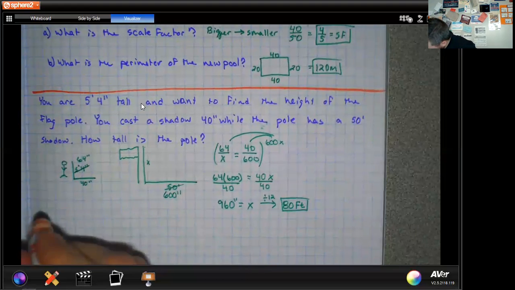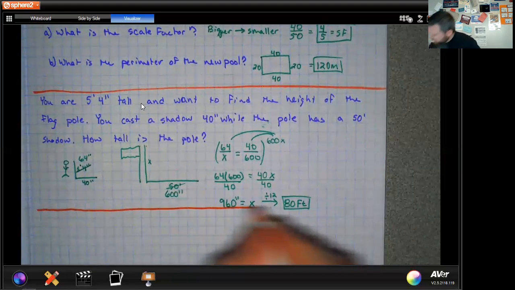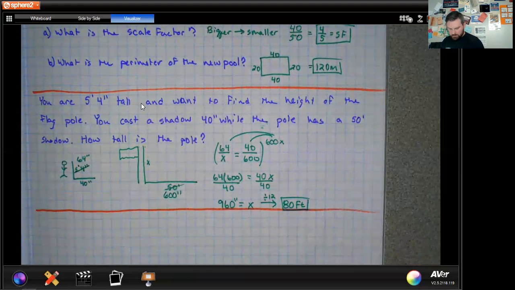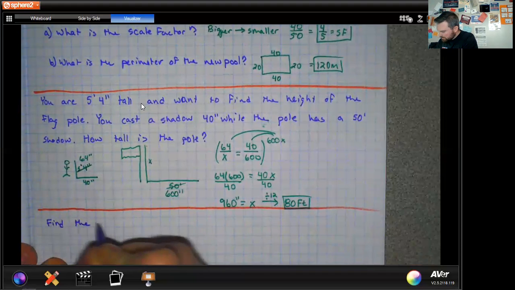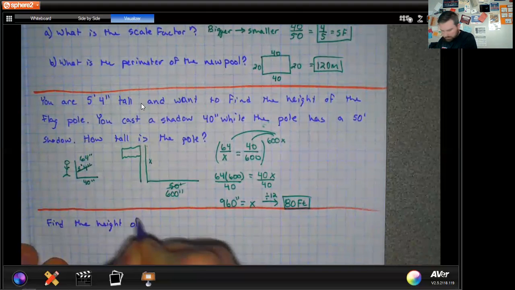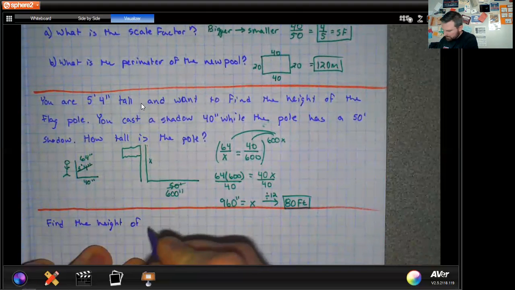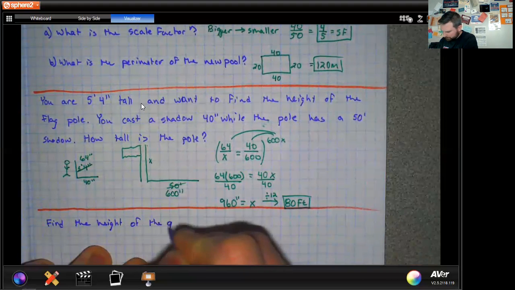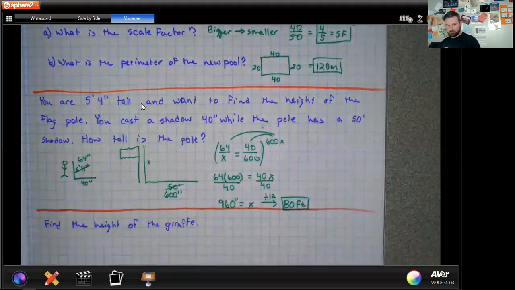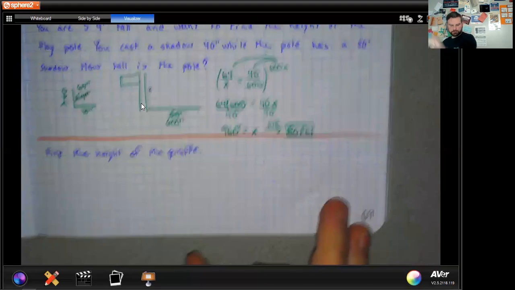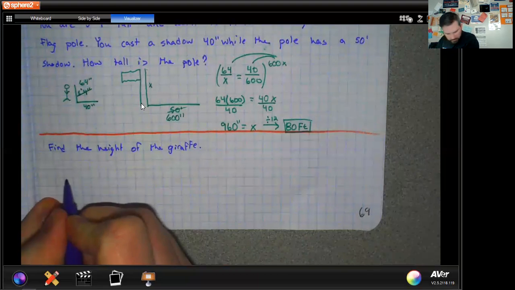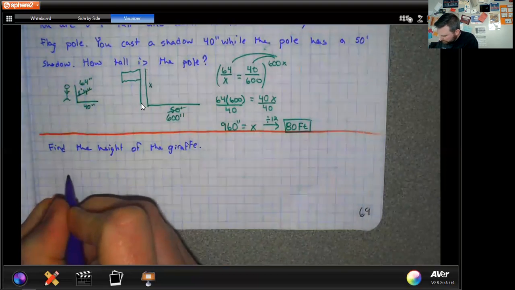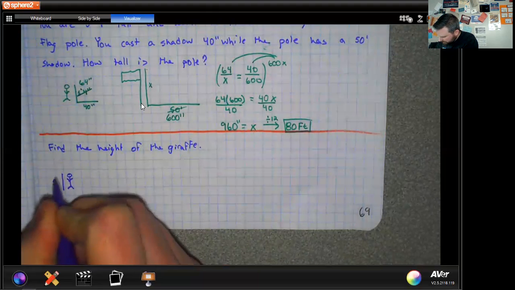Okay, and we have one more that is similar to that last one. And the directions are find the height of the giraffe. Okay, so here's a scenario. We have you, and you are 5 foot 3 inches tall. So you're 5 foot 3 inches.